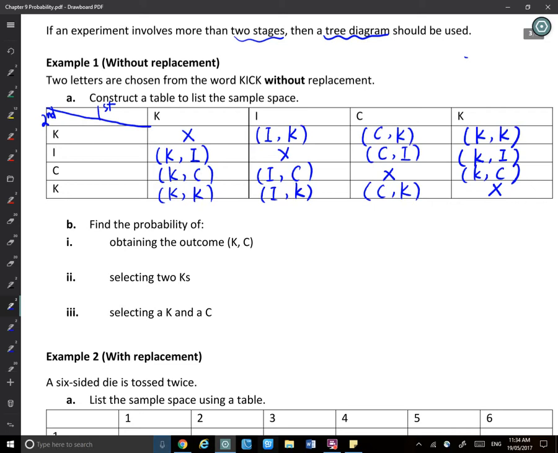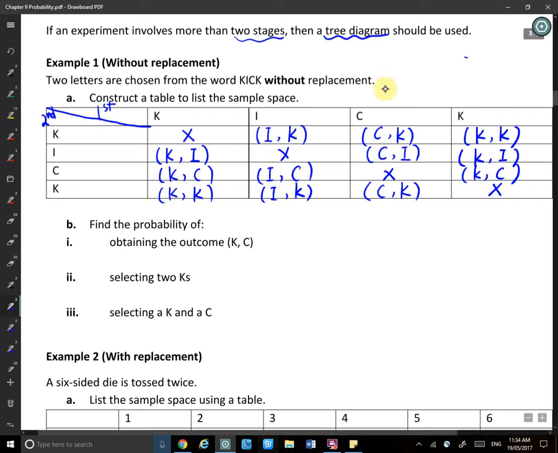Okay, so how many outcomes are there in total? 12. Okay, 3, 3, 3, 3. You have 4 columns, each column has 3, so you have 12 outcomes. Just count how many things you have.